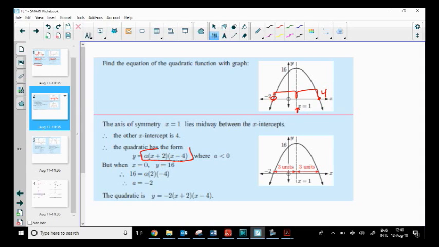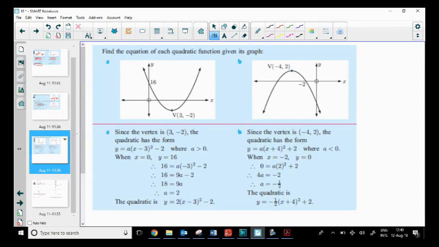That gives me my factored form, and then the process is pretty similar to the last one. We're just going to find out the y-intercept. We know the y-intercept is 16, and that'll help us get the a value. Now, those examples we were all doing in factored form, but we could also do it in vertex form if the vertex was what we were given.